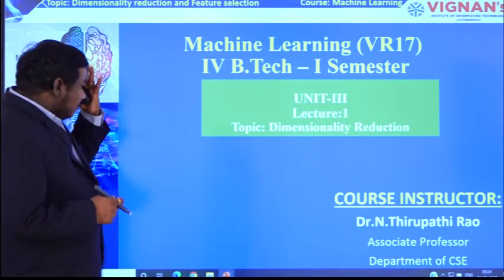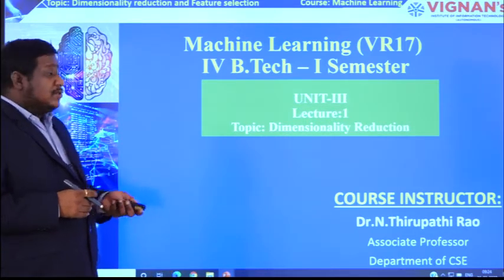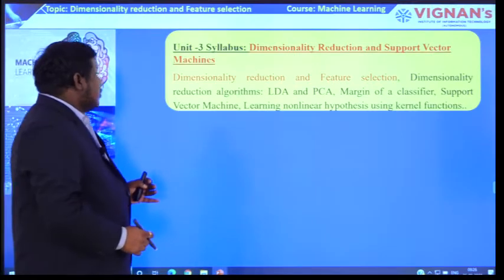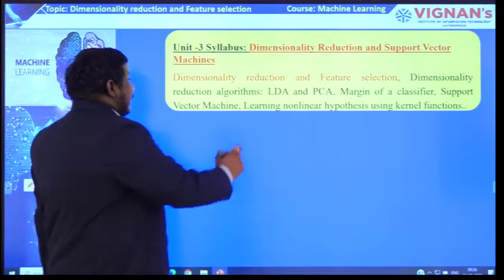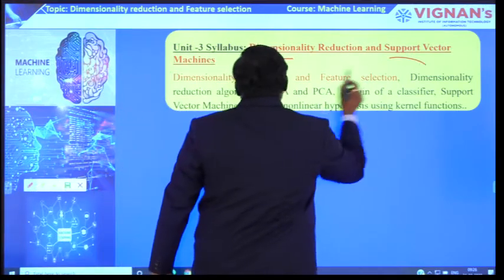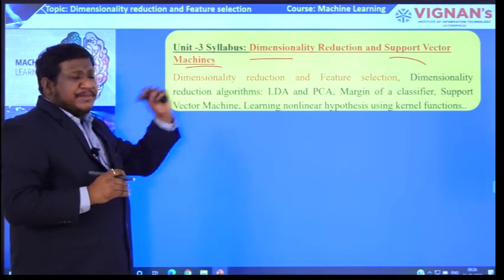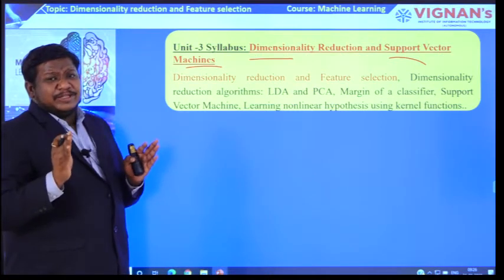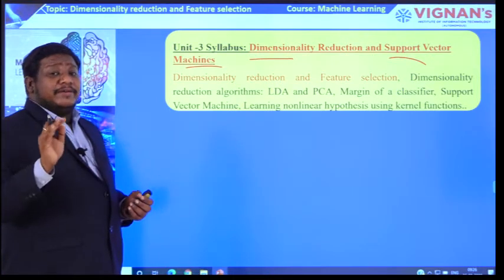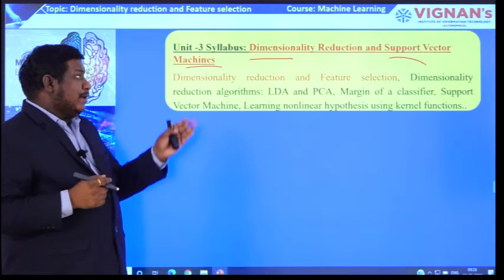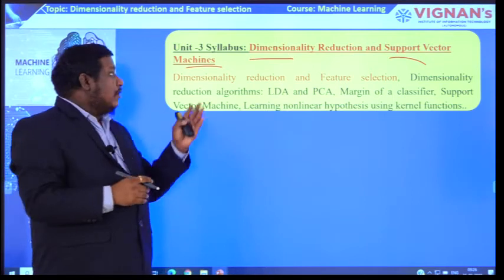Moving forward, today we are discussing the third unit. Let us see the syllabus of the third unit. The title is dimensionality reduction and support vector machines. The first part of this third unit is dimensionality reduction: what is dimensionality reduction or dimension reduction, feature selection, and what are various algorithms or techniques that can be covered to reduce the dimensionality of a data set.